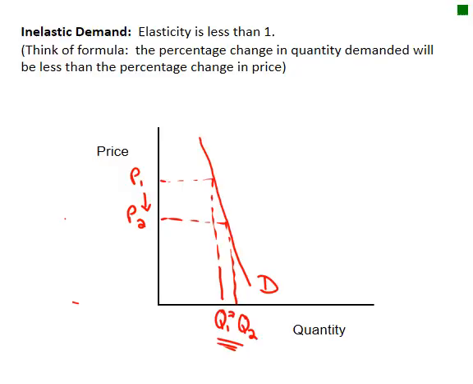So inelastic demand, where elasticity is less than 1. We tend to represent that as a fairly steep demand curve. So here, if we did have, let's say, the price decreasing, we would have this being Q1 and this being Q2. You can see that in response to the change in price, the change in quantity demanded is very small. So this is why we tend to depict an inelastic demand curve as being quite steep.